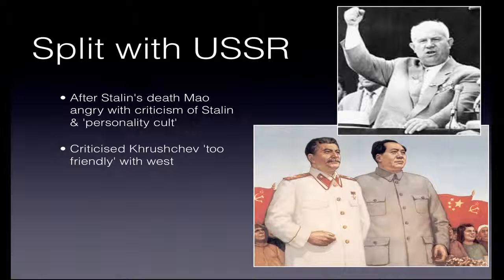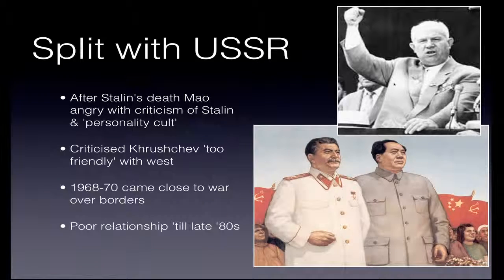So yeah, the split certainly widened there, and actually after the invasion of Czechoslovakia, between 68 and 70, they came very close to war. There were skirmishes, there was low-grade combat on the border between the USSR and China. And that poor relationship really lasted until the late 1980s and the gradual collapse of communism under Gorbachev in Russia.